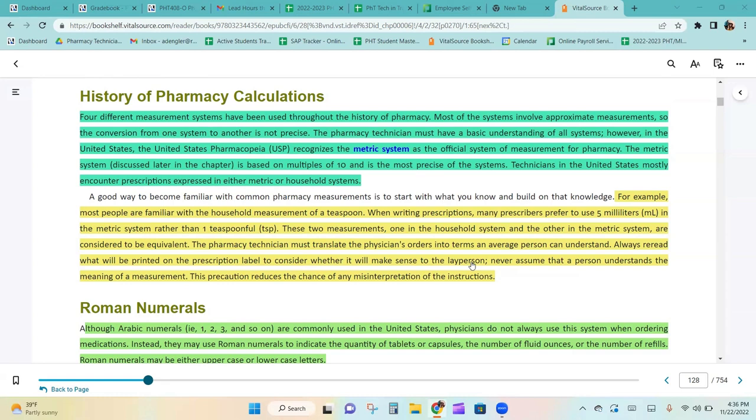The pharmacy technician must translate the physician's orders into terms an average person can understand. Always reread what will be printed on the prescription label to consider whether it will make sense to the layperson. Never assume that a person understands the meaning of a measurement. This precaution reduces the chance of any misinterpretation of the instructions. So I always tell people, when you're typing in a prescription, before you hit submit or enter to send it off to the pharmacist, you should reread your directions, proofread them, make sure they sound good. Because sometimes you'll be typing so fast, you don't realize that you made a typo or you didn't translate something properly.